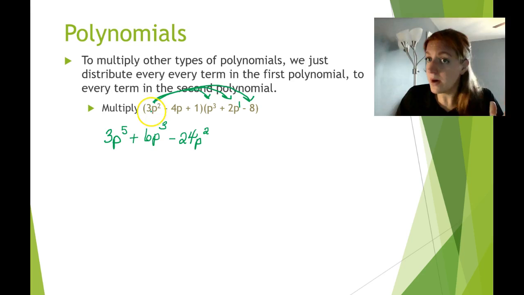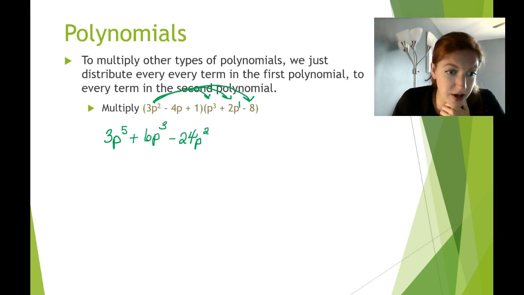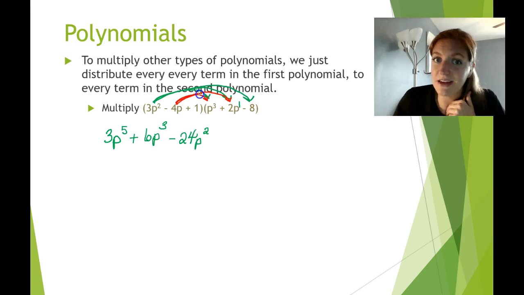Okay, now we distributed that first term. Now we need to do those last two. So let me switch colors here so we can visualize it. We're going to take that next term, negative 4p. Don't forget about that negative. They always come back, right? So negative 4p times p cubed. Now, if you want to note, that's p to the first. So 1 plus 3 gives us 4. Okay, so minus 4p to the fourth.